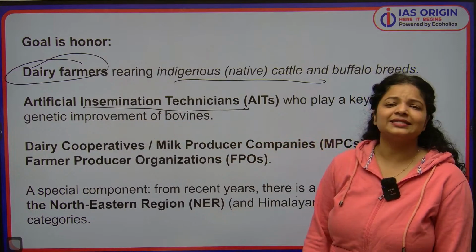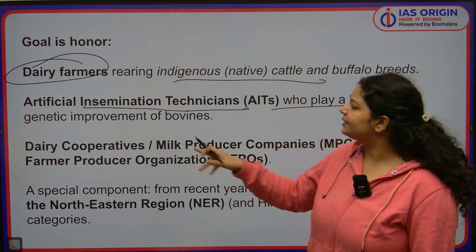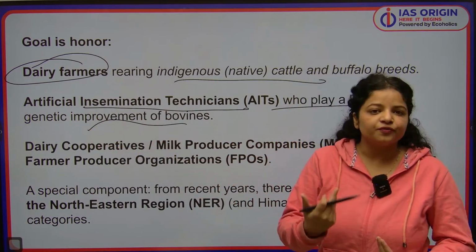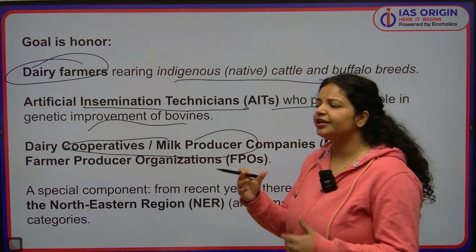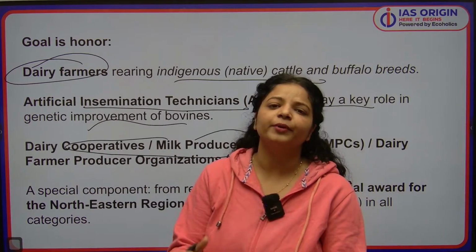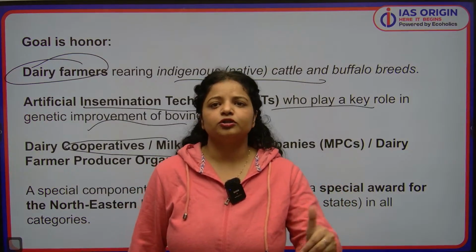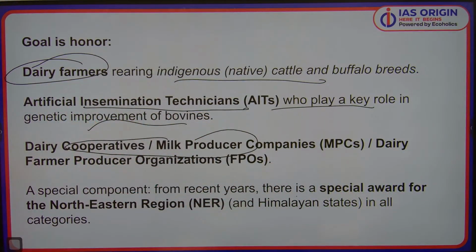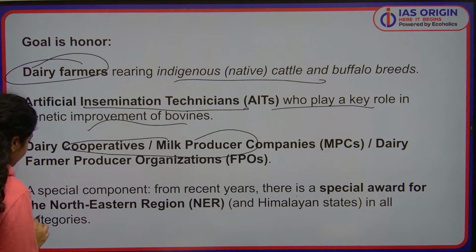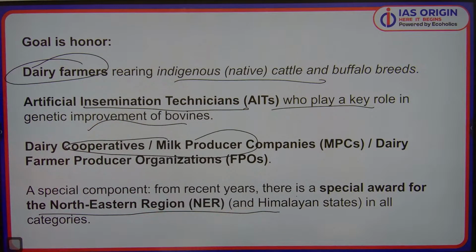So artificial insemination technique plays a key role in genetic improvement of the bovines. Then dairy cooperatives and milk producers, who are also providing employment to people and women, plus they are also working effectively for the government economy. So those are also given awards. And a special award is given recently for the northeast region as well, and the Himalayan states, in all categories.